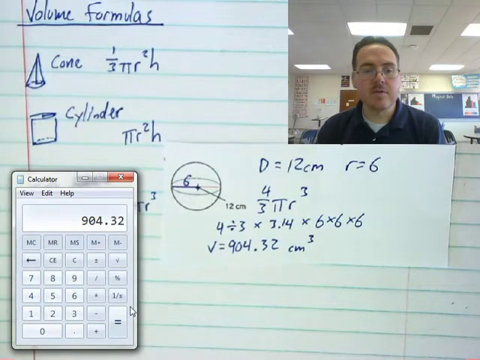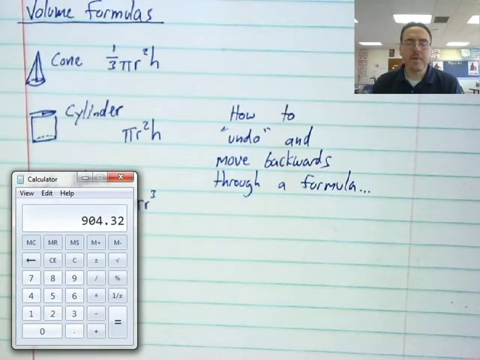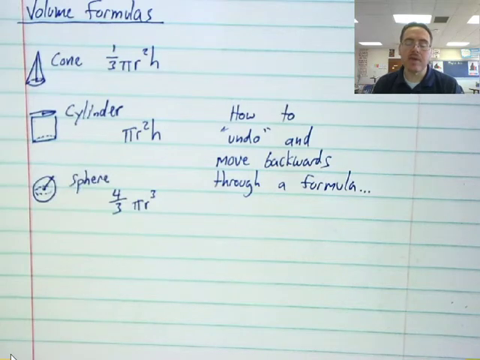And that's how you solve the volume of a sphere when they give you a diameter. So the last thing I want to talk about today is how to move backwards for a formula and undo steps in case you don't start with a radius or a diameter of any kind. You might need to find those things once they've given you some information. So I'm just going to go ahead and make up a problem here.